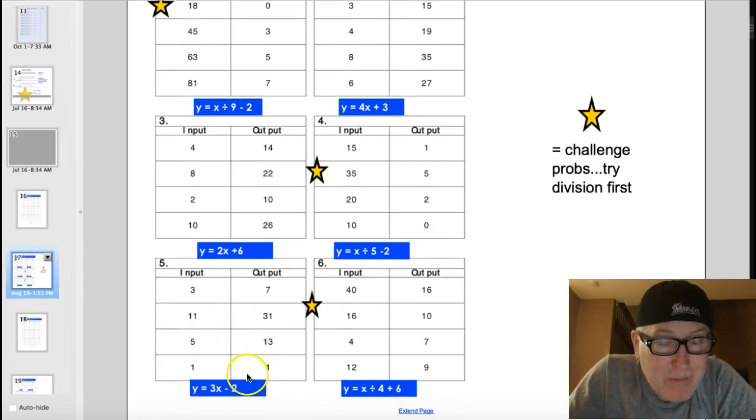This one down here. This one was a little bit easier, I think. Hopefully you got that one there. Just times 3 minus 2.